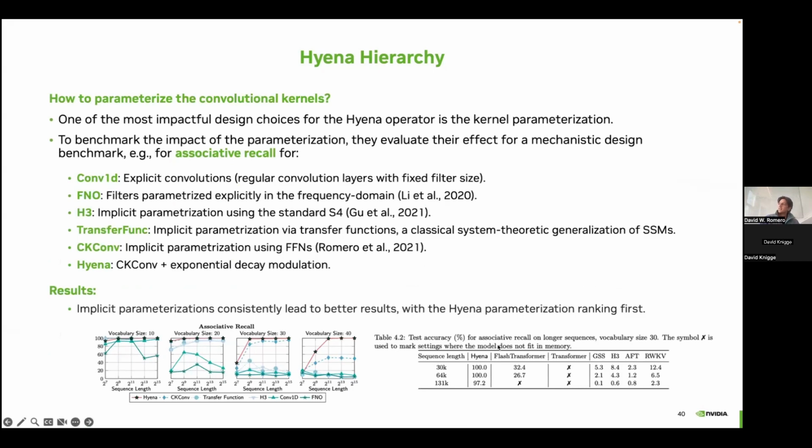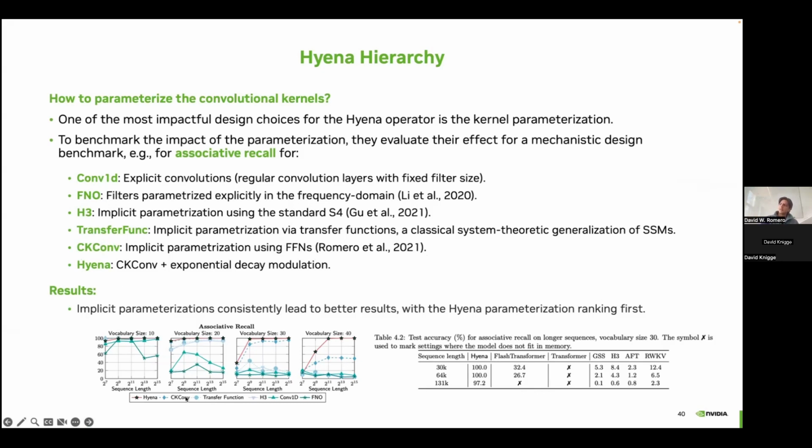Now, the question that arises here is how to parameterize the convolutional kernel. In the paper, they tried different ways to parameterize the kernel. So they tried conv1d, which are explicit convolutions, Fourier neural operators, which are convolutional kernels that are parameterized in the Fourier domain to allow for longer context, H3, which is the model that I showed at the beginning, some other parameterizations, and also CKConv, which is a parameterization of the convolutional kernel based on a feed-forward neural network.